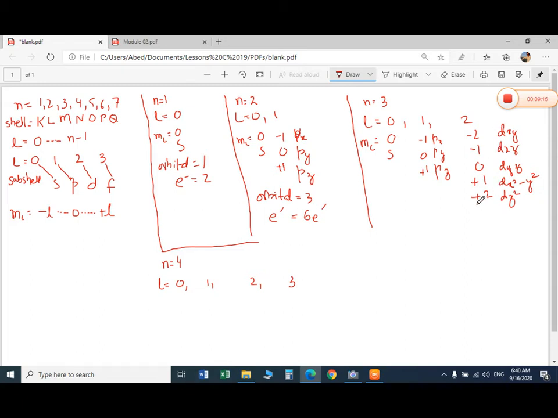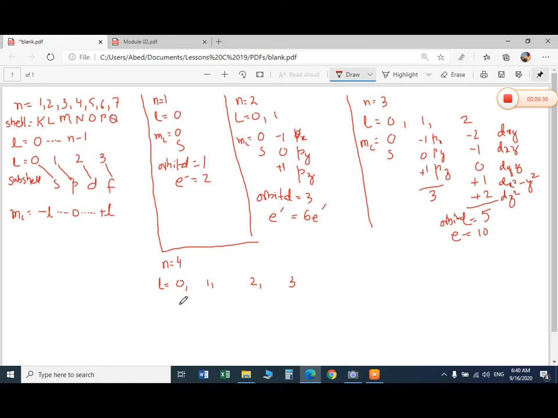The actual thing you have to remember is this: how many orbitals are these? These are 5 orbitals, and these here are 3 orbitals. So here we say the number of orbitals is 5, and then electrons will be equal to 10.